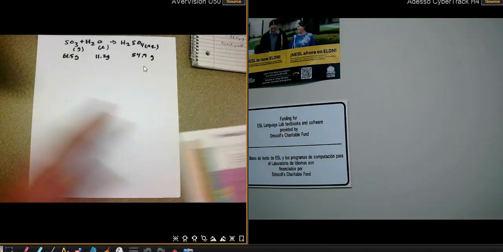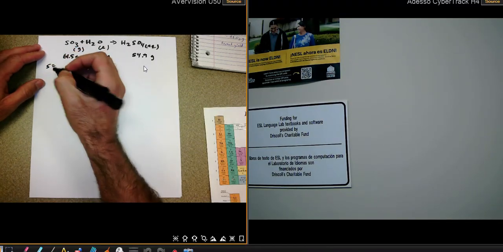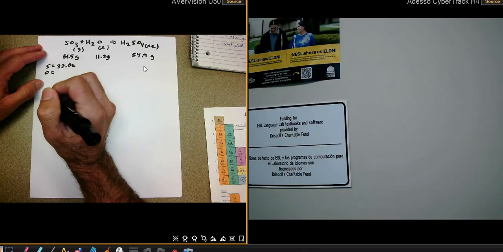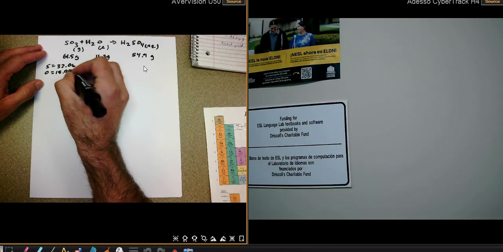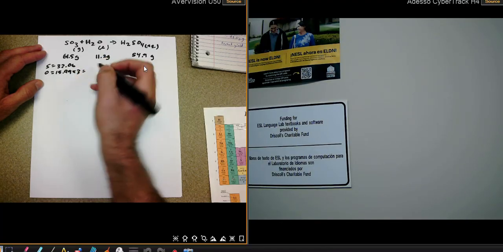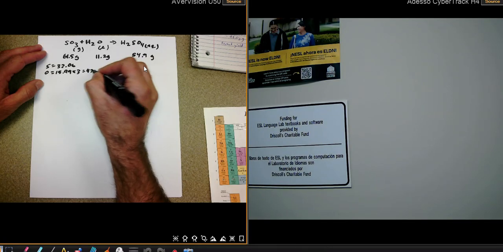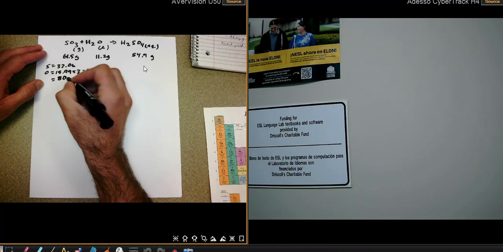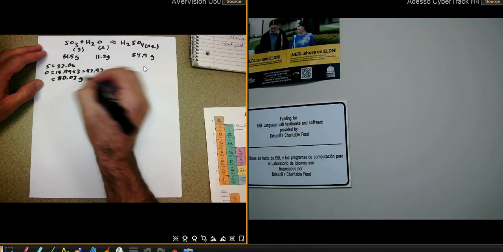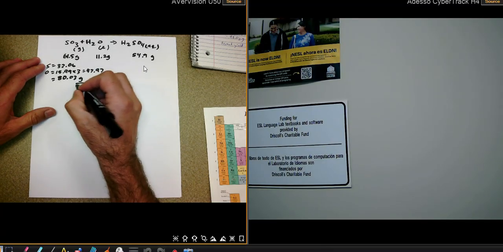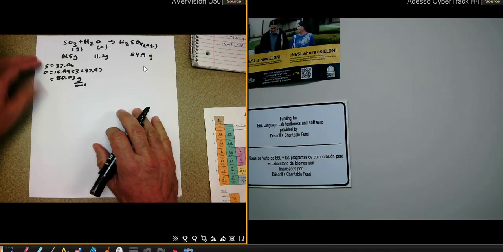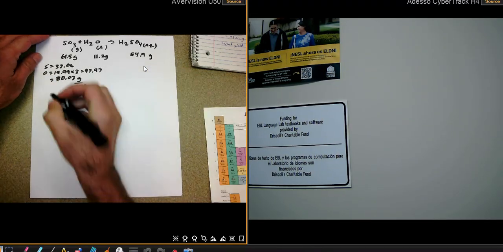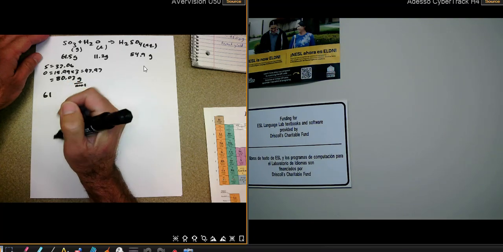But I got 3 of them. So 80.03 grams per mole. Now I'm going to set it up. The railroad method, tops and bottoms.